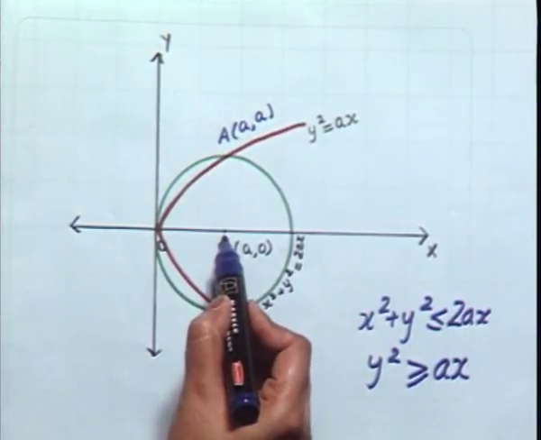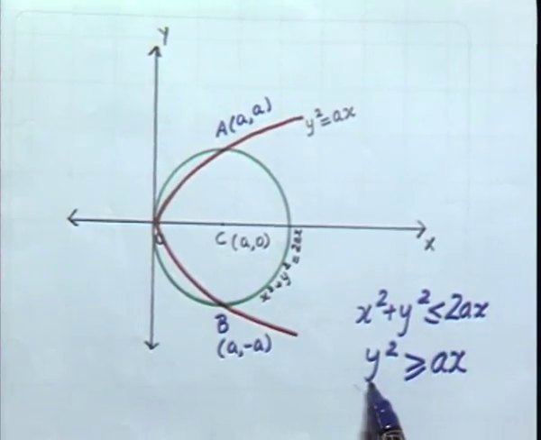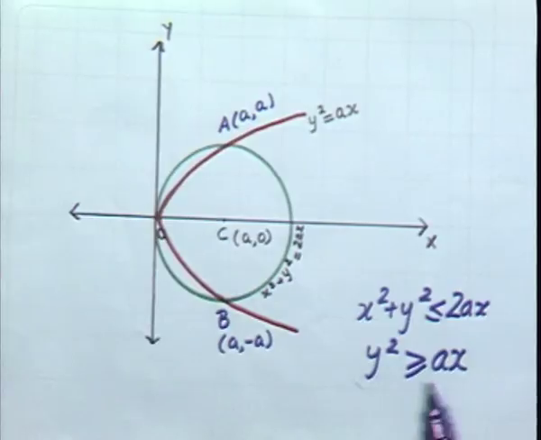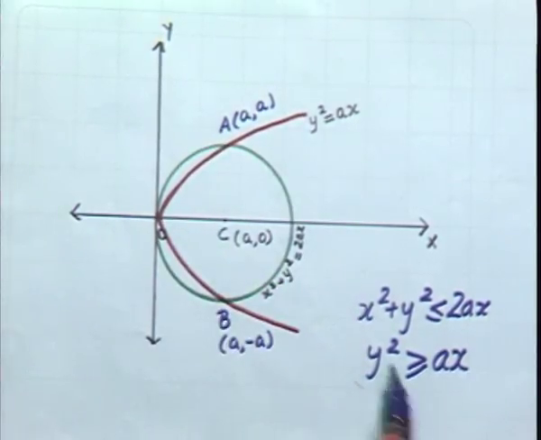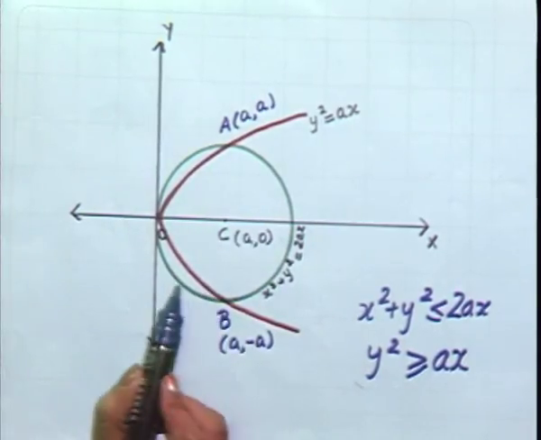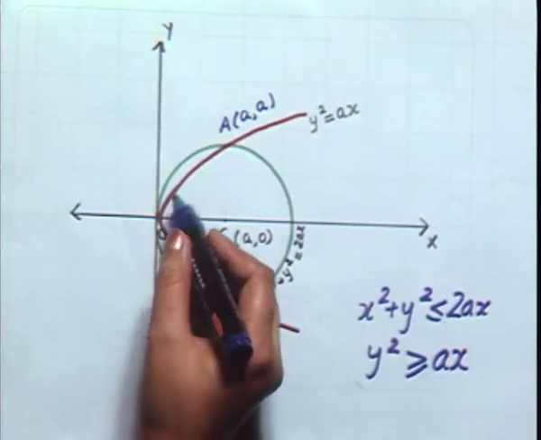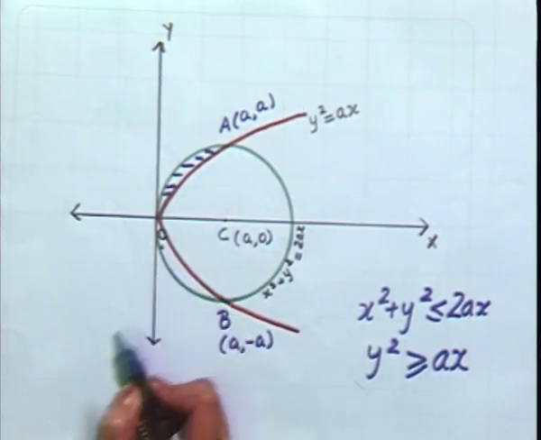Here if we continue with the point (a, 0), does it satisfy this? Well, certainly not. 0 is not greater than a square. So, the region for the parabola inequation will be outside the parabola, and so the common portion will be where the two cross each other, where you get a checked portion.